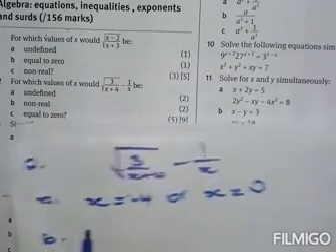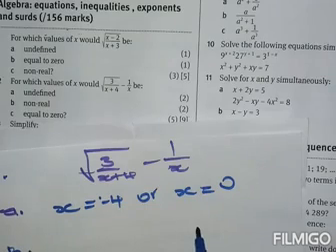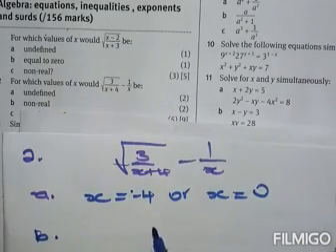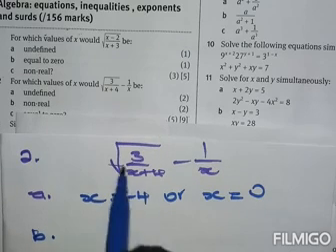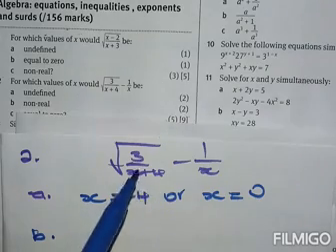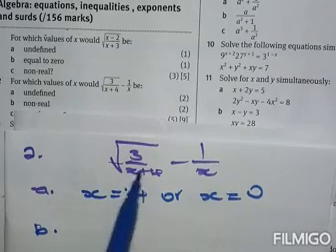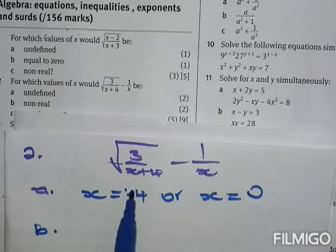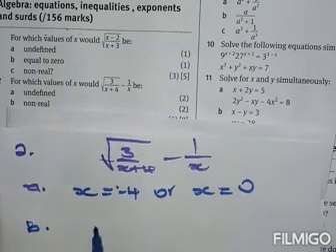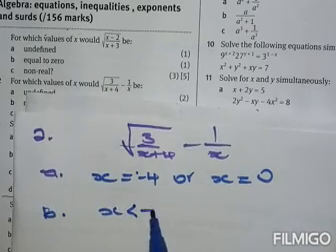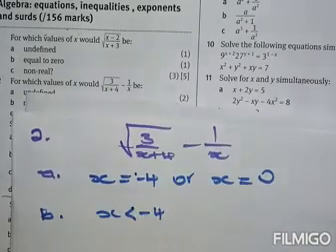To answer B, when will this expression be non-real? That can happen if we have a square root of a negative number. So how can we have a square root of a negative number here? We can have it if our x plus 4 is negative. So when can x plus 4 be negative? It is when x is less than -4, and that will give us a non-real situation.